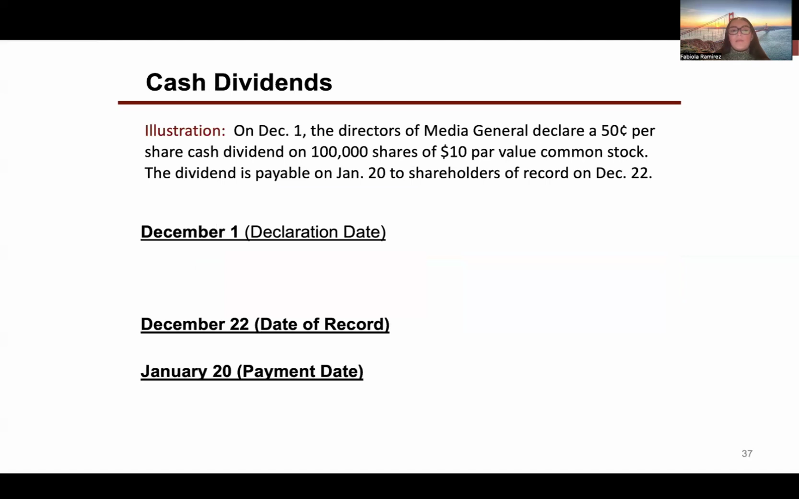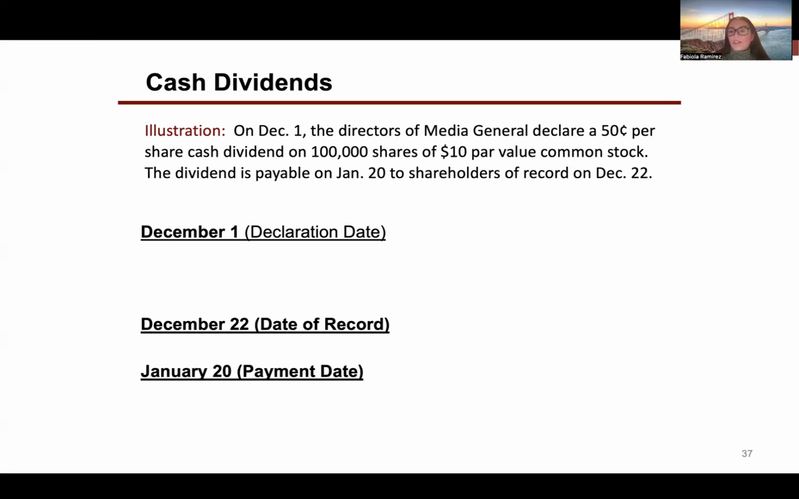Going over an example, on December 1st, the directors of Media General declare a 50-cent per share cash dividend on 100,000 shares of $10 par common stock. The dividend is payable on January 20th to shareholders of record on December 22nd.